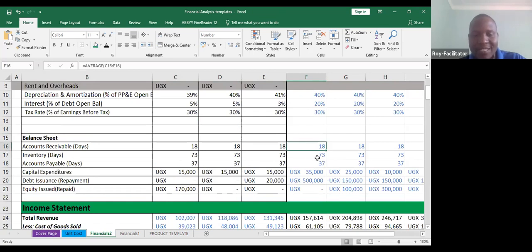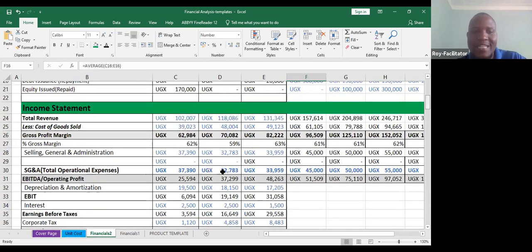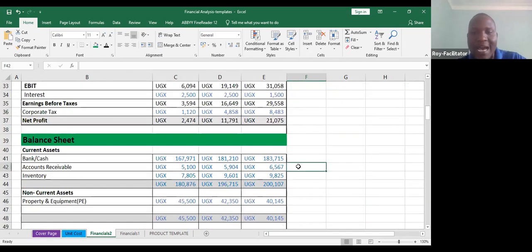And inventory, it's 73 days. Now, accounts receivable means I may have sold all that amount of money, but since I'm at the end of the year, there is still some payment I'm yet to receive because I will receive it 18 days later. Yet I'm at the end of the year. So what I'm going to do here is determine what my accounts receivables are.